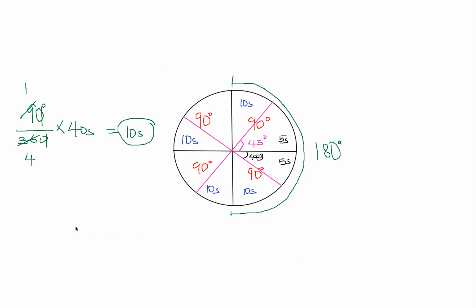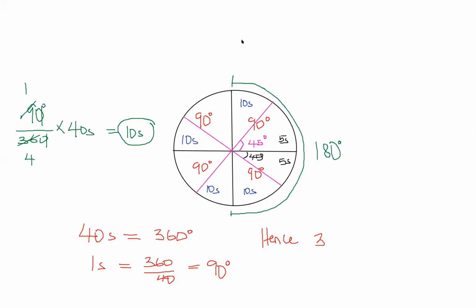By calculation, you were taking 40 seconds to move 360 degrees. So what will 1 second be? It will be 360 divided by 40, which is 9 degrees. It's 9 degrees, not 90.